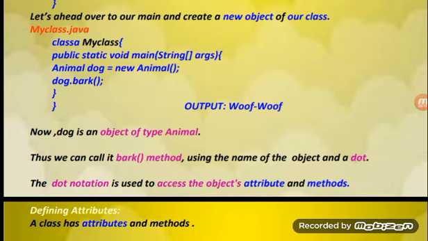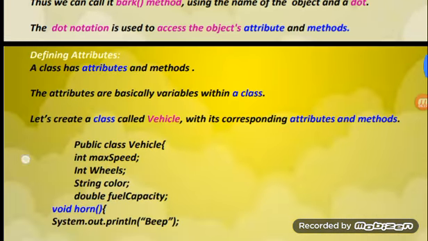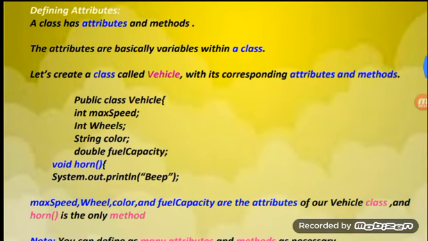Attributes you have to take instead of that, and then defining attributes. Next, how can we define the attributes? A class has attributes and methods, which we already discussed before. A class has attributes, behaviors, characteristics, and methods. The attributes are basically variables within a class. Attributes are what we call the variables within a class.